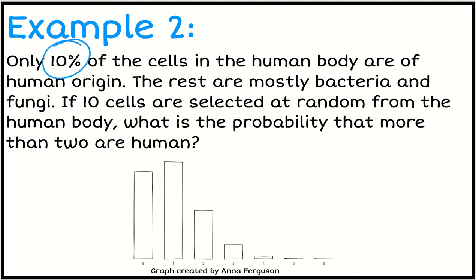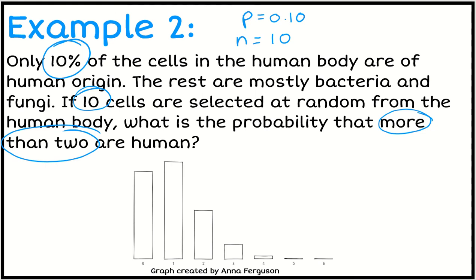So I've got this 10% and I've got this 10, and then I've got a probability that I want of more than 2. The 10% is my probability of success, 0.1. And I've got 10 cells, so my number of trials is 10. Now I've got the little graph down below for that particular distribution, and I want to know the probability that more than 2 are human.